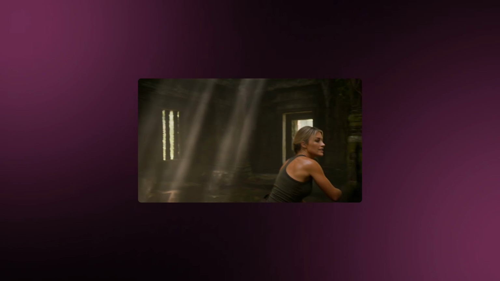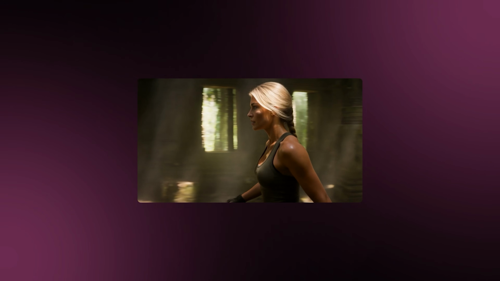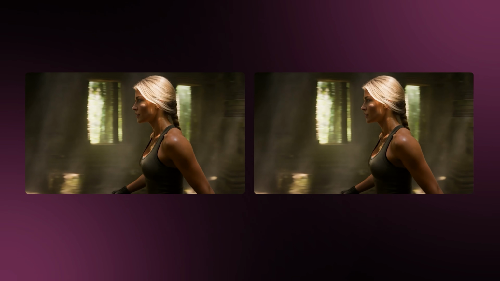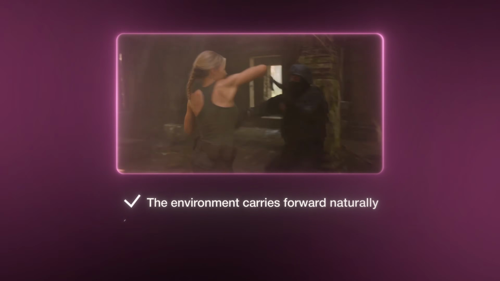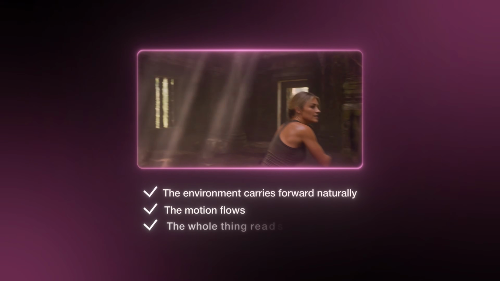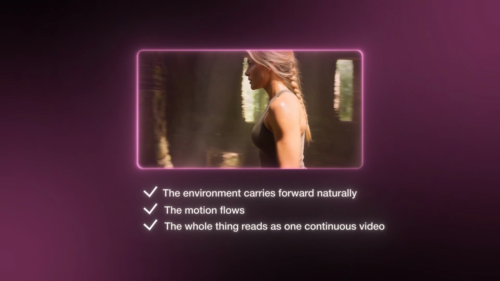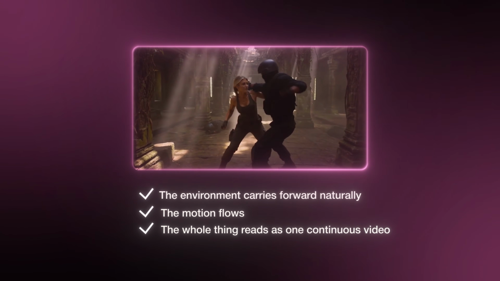Clips 2 and 3 drop the location image and replace it with the previous video as a reference instead. That is the key move. By feeding each new clip the video that came before it, you are telling the model to continue from where the last clip ended rather than starting fresh. The environment carries forward naturally. The motion flows, and the whole thing reads as one continuous piece of footage rather than 3 separate generations.